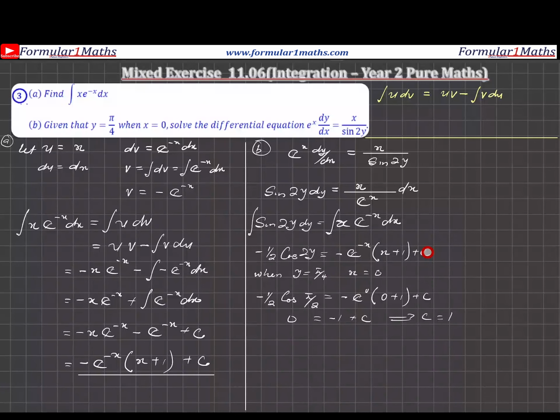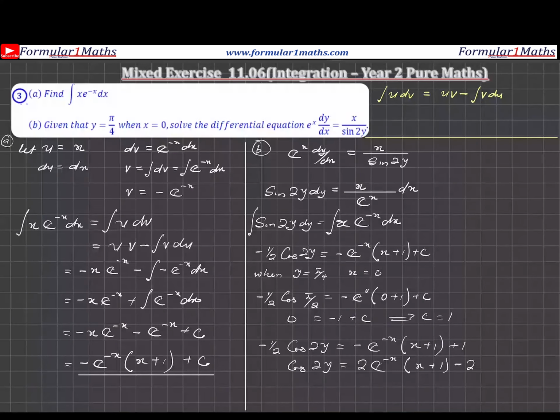So now that I've got a value for c, I can write my full equation as follows. So I have minus half cos 2y is equal to minus e to the power minus x bracket x plus 1, plus 1. So that's my equation, but I'm going to rewrite that by multiplying both sides of the equation by minus 2. So if I do that, I'm going to get cos 2y is equal to 2 e to the power minus x bracket x plus 1 minus 2.